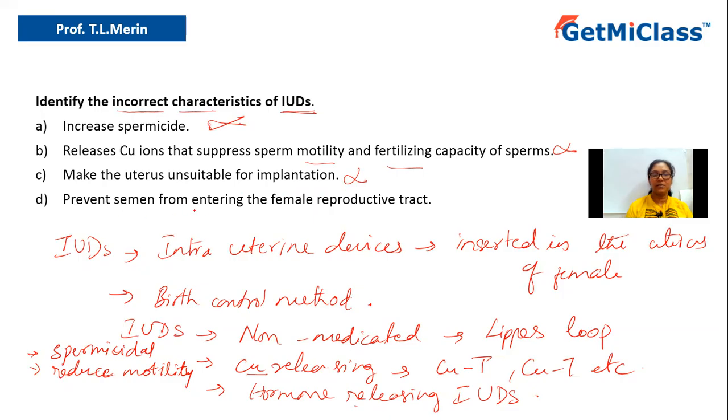Then, prevent semen from entering the female reproductive tract. No, it will enter, because these devices are kept deep inside the uterus. It will enter the reproductive tract, but it may not survive or may not reach the female gamete, the ovum, to fertilize it. So this is the incorrect characteristic. It is not that it will avoid entry into the female reproductive organ. Entry can happen. So this is the incorrect statement.